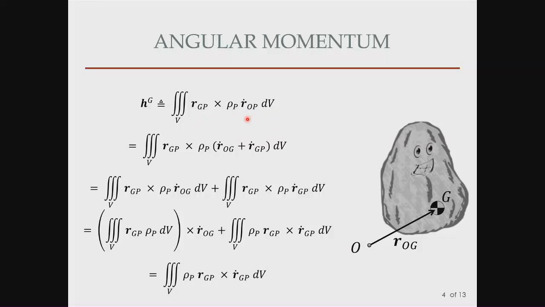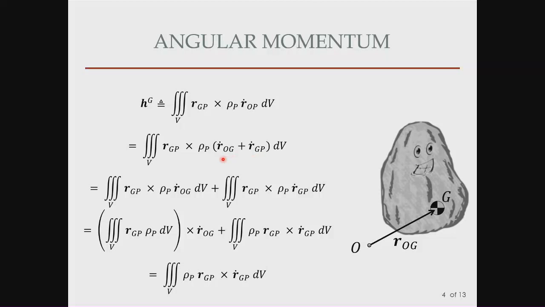of that point. Okay, so this is definition, and what I'm doing now is splitting ROP dot to ROG dot plus RGP dot, similar to what we did in the beginning. So this kind of split OP equals OG plus GP. Same goes for the time derivative, the dots. Okay, so this split, is it clear?